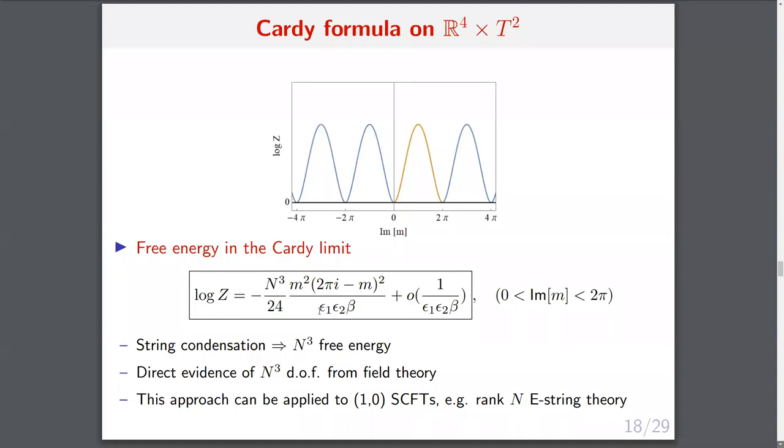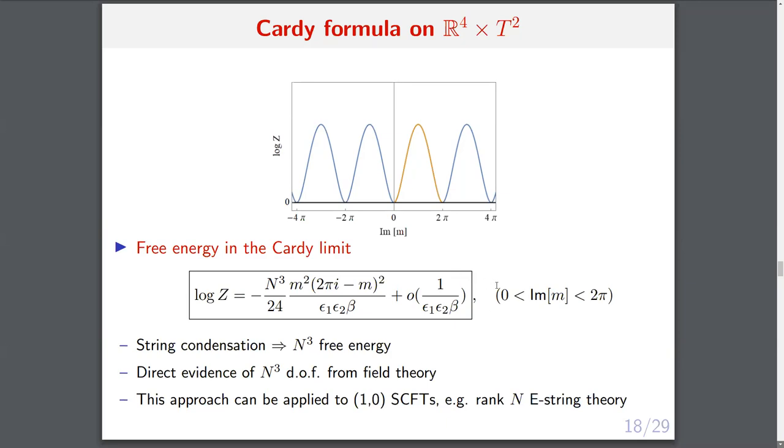First of all, in our chemical potential setting, epsilon 1, epsilon 2, beta is negative, and therefore the total free energy is positive, which means there are a larger number of degrees of freedom. Also, as we observed, the non-zero string condensation is critical for the n cubed factor of the free energy. I think this is direct evidence of the n cubed degrees of freedom from the field theory side. This approach based on the elliptic genus sum can be applied to various other theories. For example, we can apply it to less supersymmetric (1,0) theories, such as the rank n A string theory.